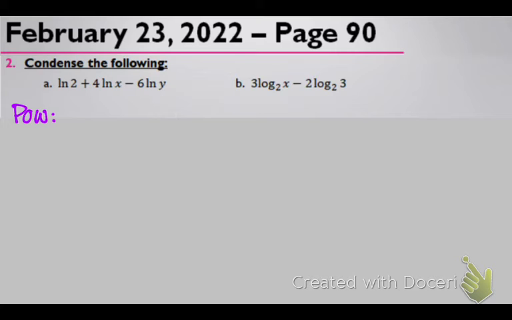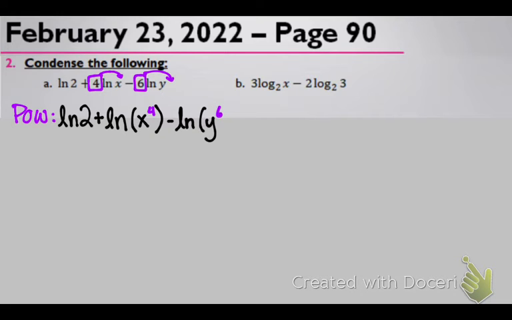Like, for example, ln, there's a number in front of it. There's a number in front of my log. Exactly. There's something being multiplied to that log. So I know that my 4 will become an exponent and my 6 will become an exponent. Right now I don't need to do anything to natural log of 2 because I'm just looking at the exponents. And I'll bring down my addition sign. And I have natural log of x to the 4th minus natural log of y to the 6th.